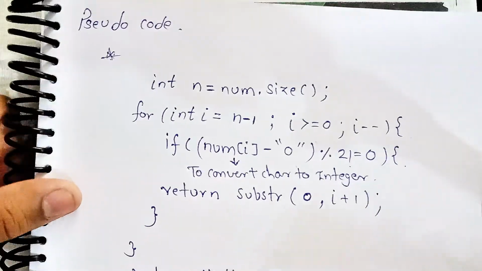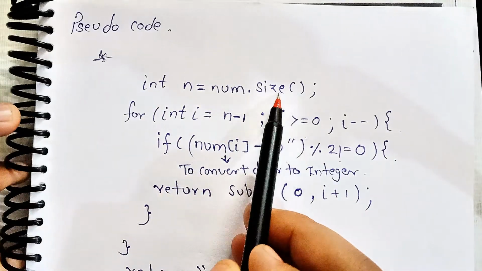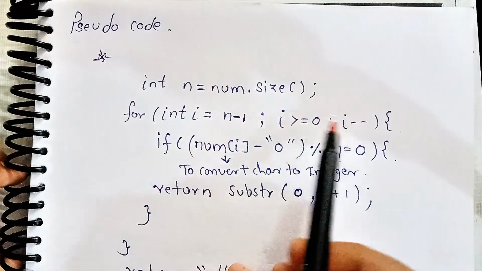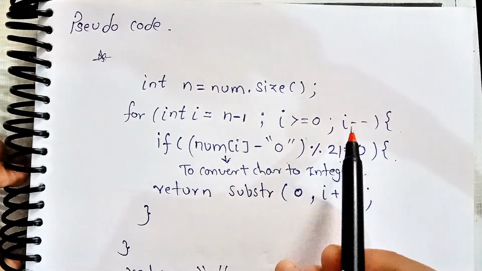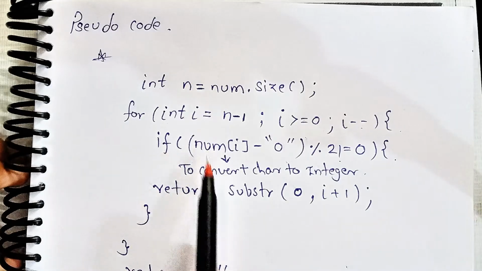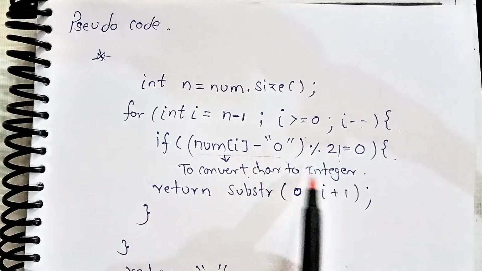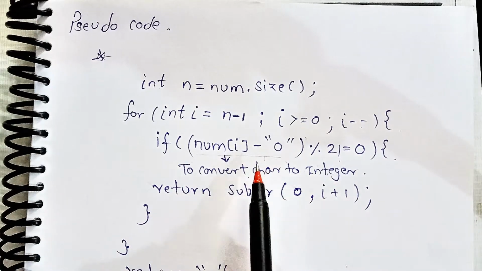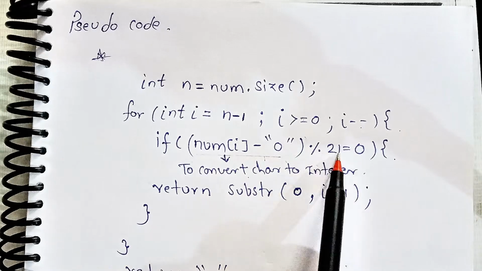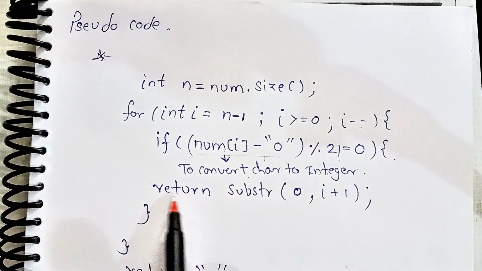So talking about the pseudocode, we first find the length of that string, means the size of that string. We start from n minus 1, the last index, till 0, and we decrement the value of i. Here we will use one if condition. This part converts the char to an integer, and this should not be divisible by 2. Then only we move inside this if condition, and we return the substring from 0 to i plus 1. So we are already done with the logic part. Let's move to the coding part.